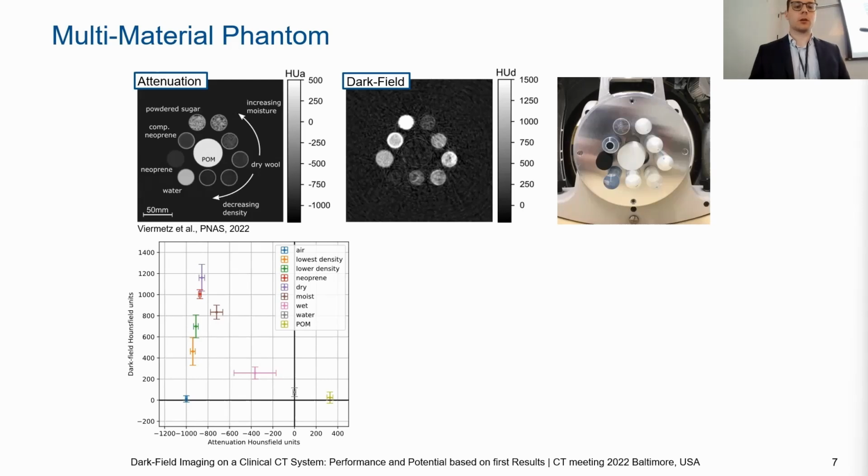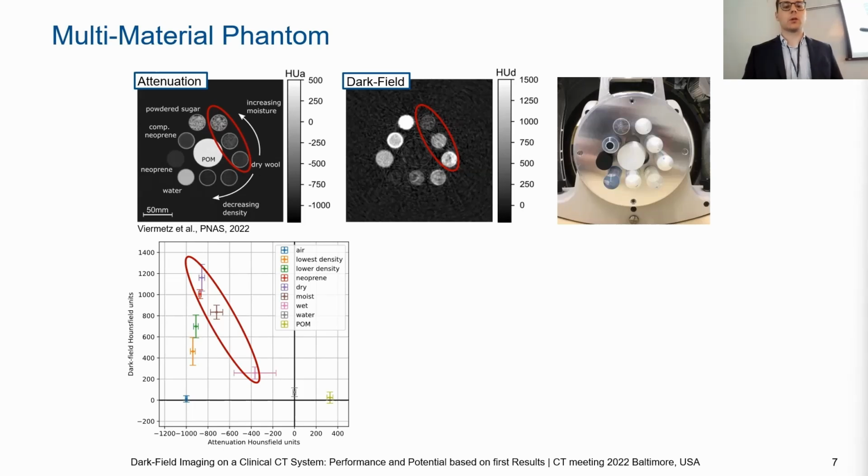So for example, we can pick out these three falcon tubes here on top. They are all filled with wool with increasing moisture. So we added some water here. And what we can see in the attenuation is that the attenuation increases with the increase of water. But since the water also closes up the scattering interfaces, the dark field decreases here, which leaves us with this trend line here.